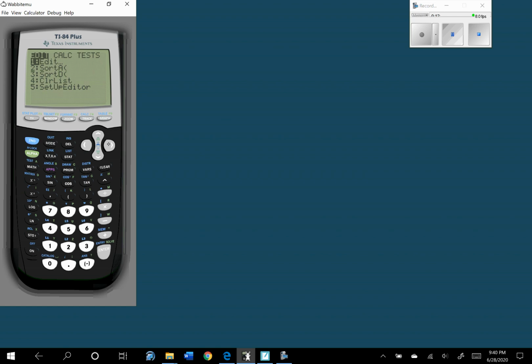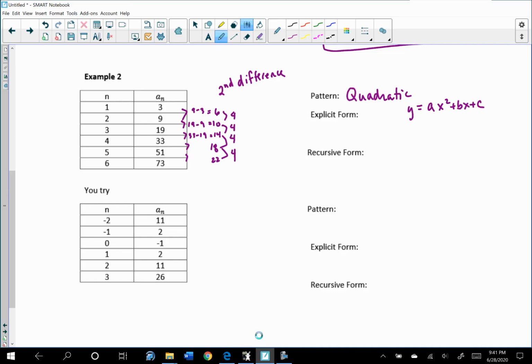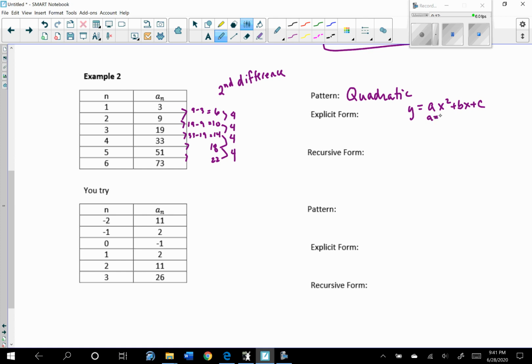Stat, and then you're going to go right arrow to calculate. Now we're not doing linear, but quadratic, so number 5, and then go all the way down. Make sure you're in list 1 and list 2. Enter, and here's our A, our B, and our C. So A is 2, B is 0, and C is 1. So A equals 2, B equals 0, C equals 1.